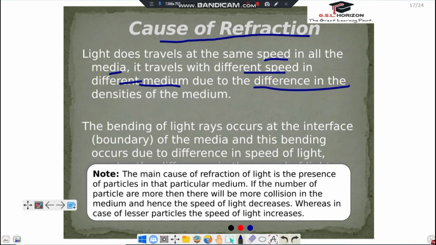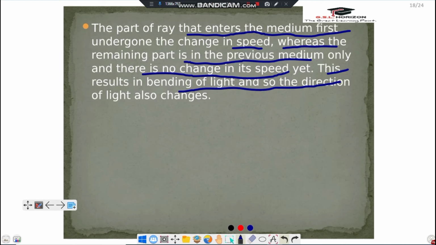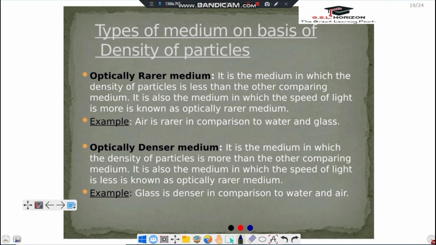So comes to the next one now. The part of the ray that enters the medium first undergoes the change in speed, whereas the remaining part is in the previous medium only and there is no change in its speed yet. This results in bending of light and so the direction of light also changes.